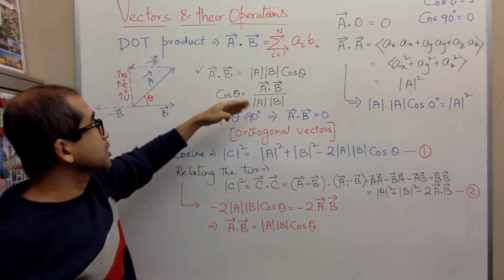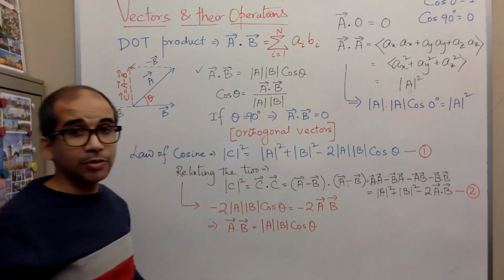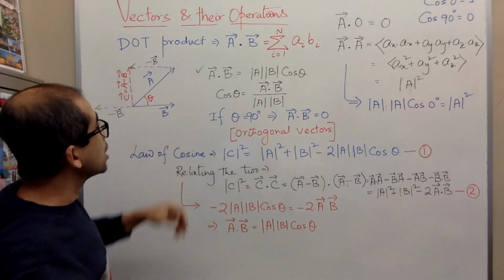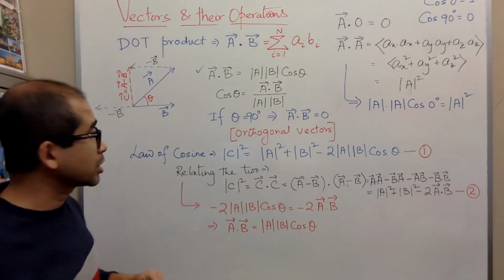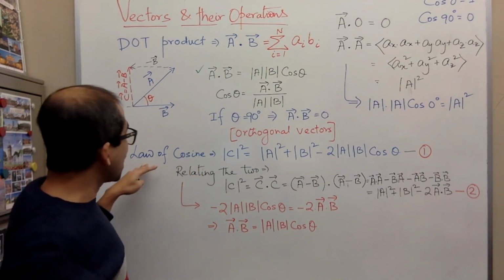Derive the cos theta equals a dot b divided by mod a times mod b. Now, how do I come to this formula? I come to this formula using the law of cosine. Law of cosine is taught in high schools, I guess. So what is the law of cosine?